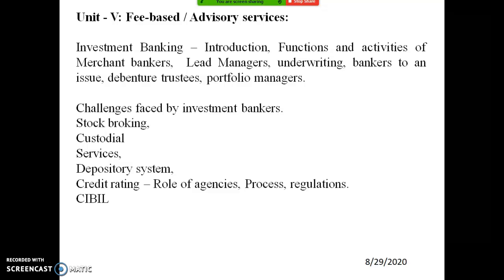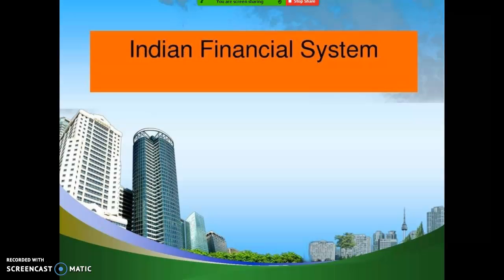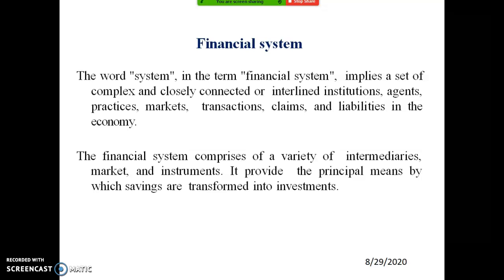Now we are going to look at the first topic, Indian financial system. Before going to know about the structure of Indian financial system, first we have to understand the meaning of financial system. The word system in the term financial system implies a set of complex and closely connected or interlinked institutions, agents, practices, markets, transactions, claims, as well as liabilities in the economy. The financial system comprises a variety of intermediaries, markets, and instruments.